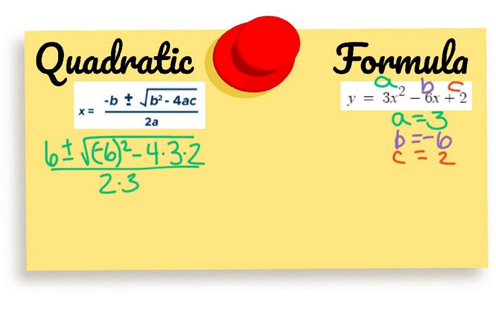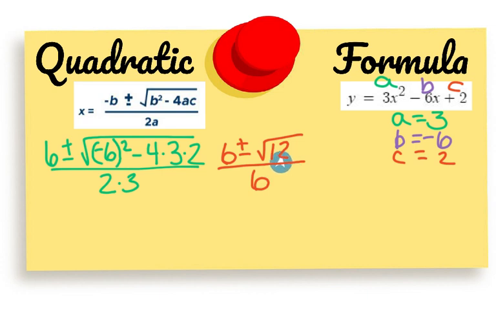So let's go ahead and simplify our discriminant first. What do we get whenever we take negative 6 squared, which is 36, minus whatever 4 times 3 times 2 is, which is 24. Well, 36 minus 24 is 12. So everything inside of the square root symbol is 12. So we have 6 plus or minus the square root of 12, all divided by 6. So I have a number that is greater than 0. So I do have two solutions to this problem.